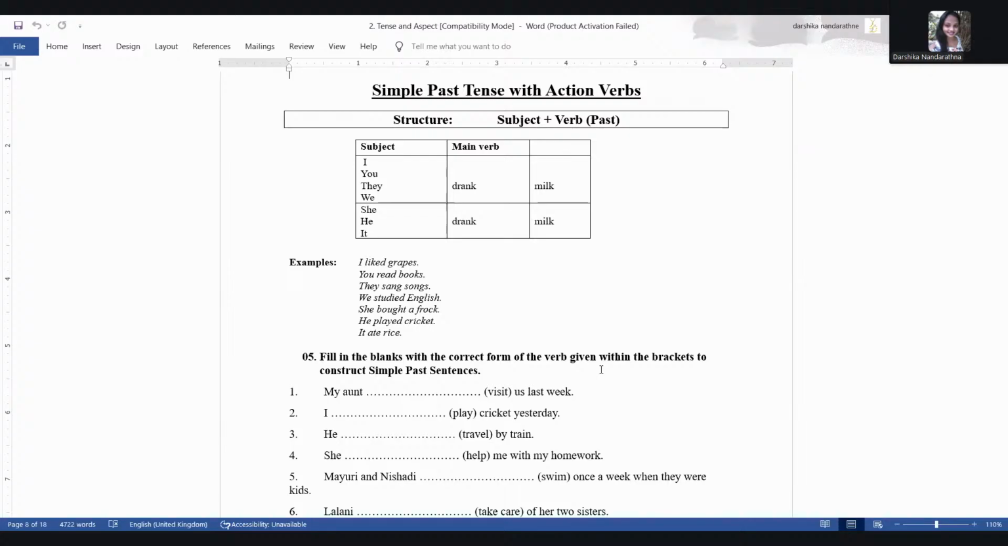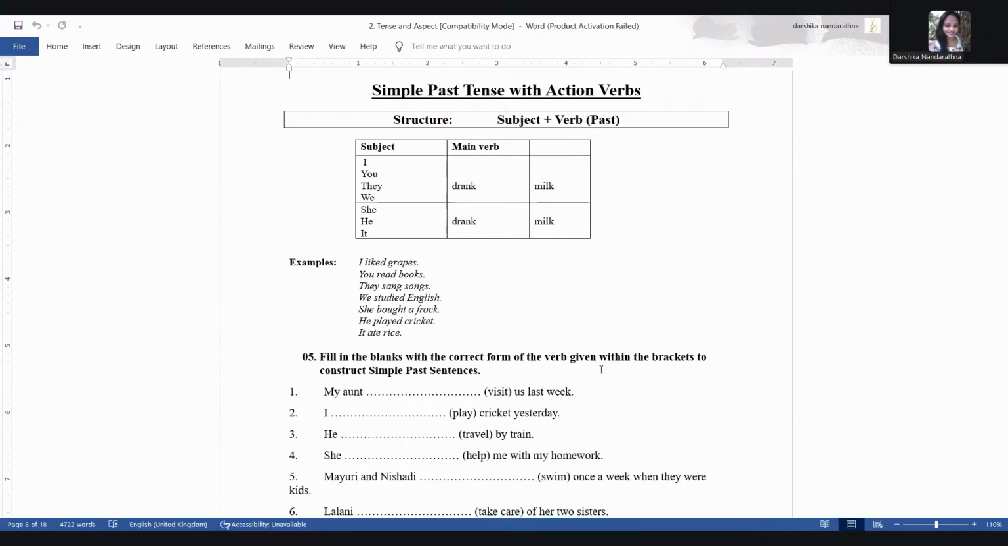So this is about constructing sentences in simple past tense with action verbs. So sentence structure is subject plus verb in past form. Pute, do you remember when we construct sentences with action verbs in simple present tense? We constructed them by using two sentence structures. With singular subjects, we use singular verbs. With plural subjects, we used plural verbs. That is how we constructed simple present tense sentences with action verbs.